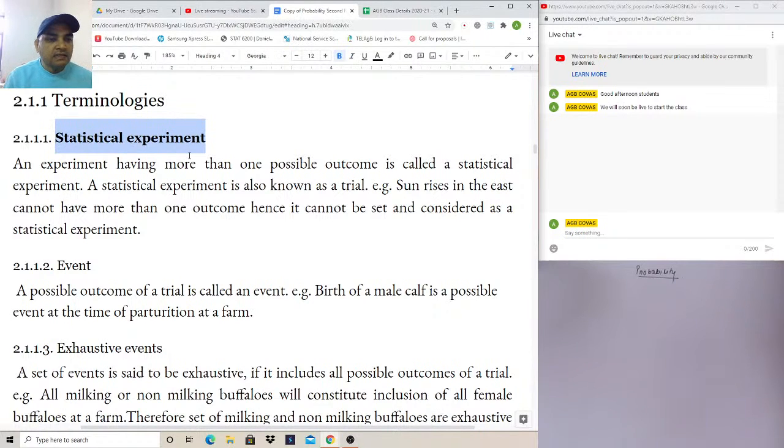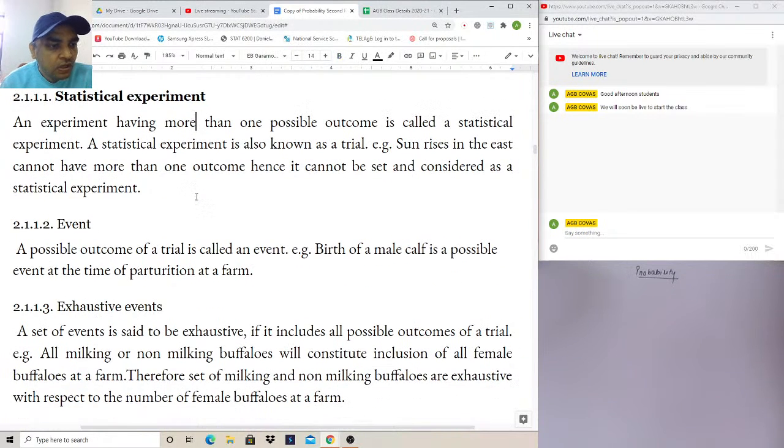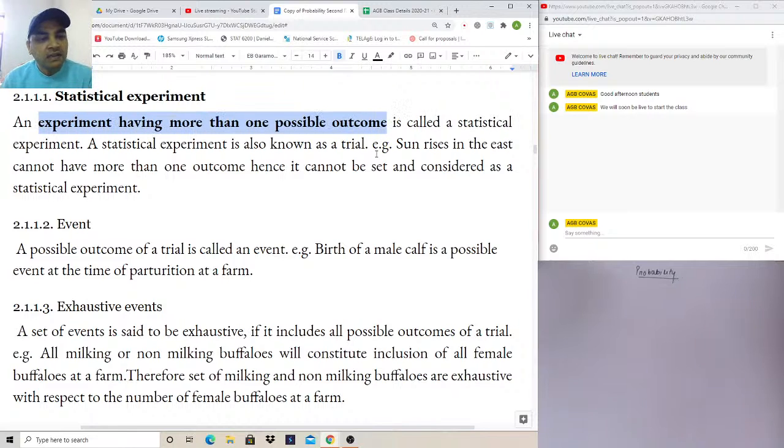What is a statistical experiment? An experiment having more than one possible outcome is called a statistical experiment. That is, any experiment having more than one possible outcome is known as a statistical experiment. And a statistical experiment is also known as a trial.